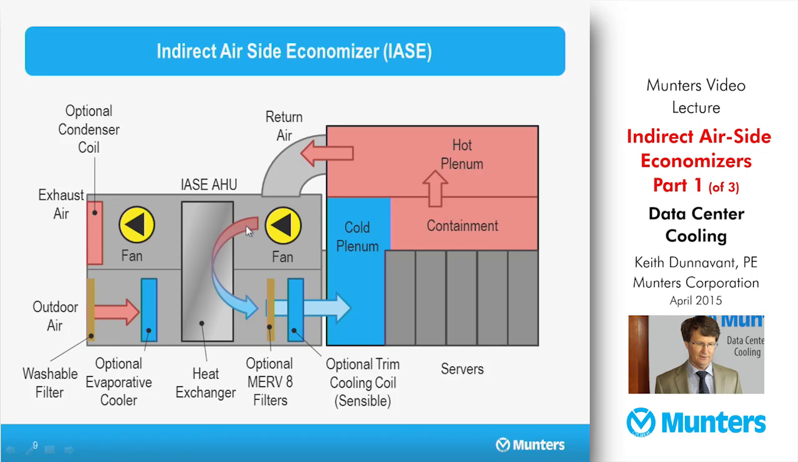Outdoor air is introduced through a washable low pressure drop filter, through an optional evaporative cooler, then through the heat exchanger, extracting the heat from the recirculated air into a fan, and then that heat is exhausted out the back. So this scavenger fan, we call it, has a variable speed drive on it. It speeds up if it needs to extract more heat. It slows down on the colder days when it needs less heat extraction to get the supply temperature to the proper air temperature.